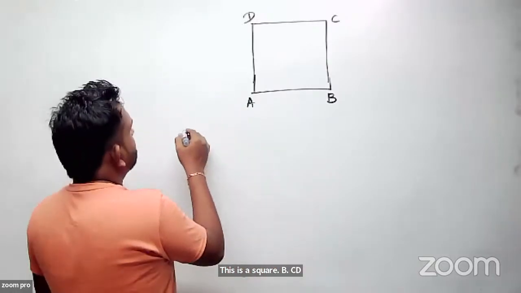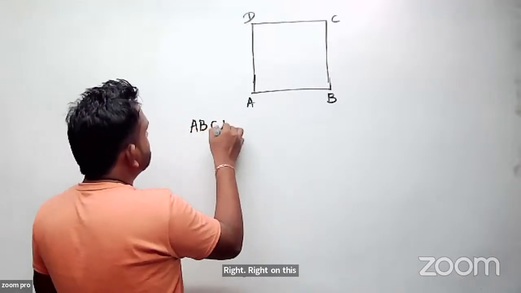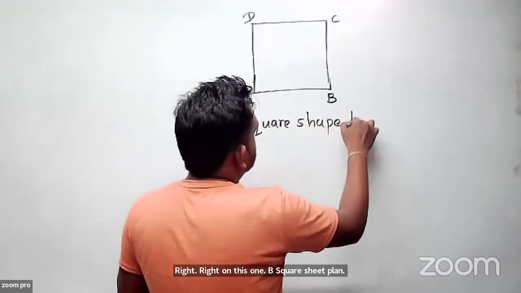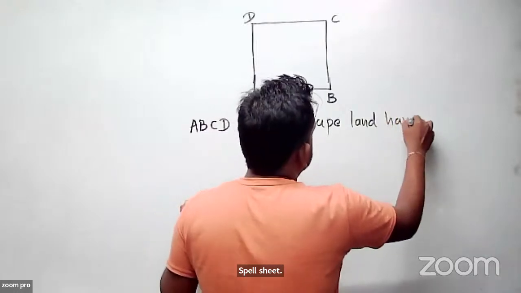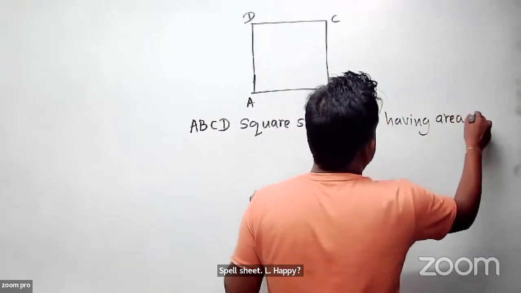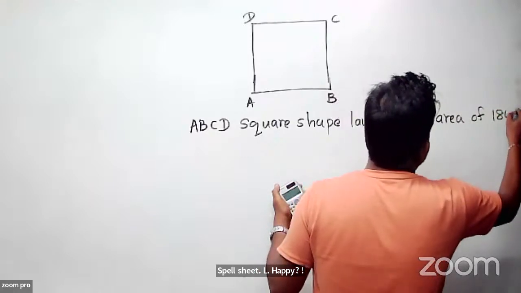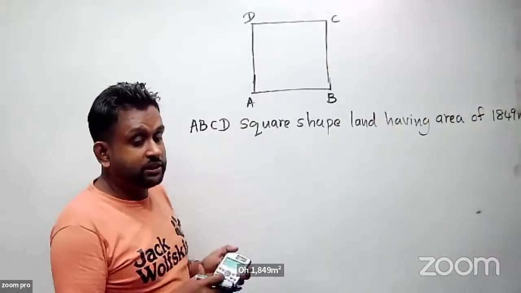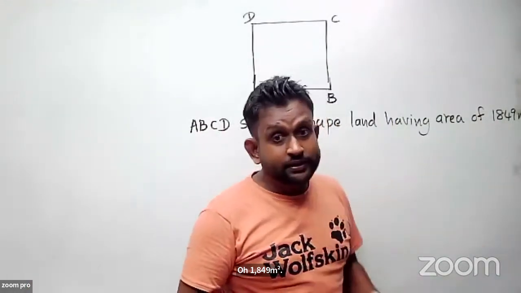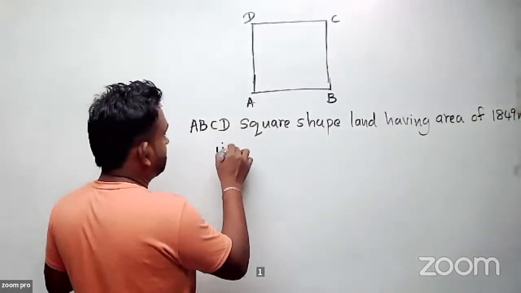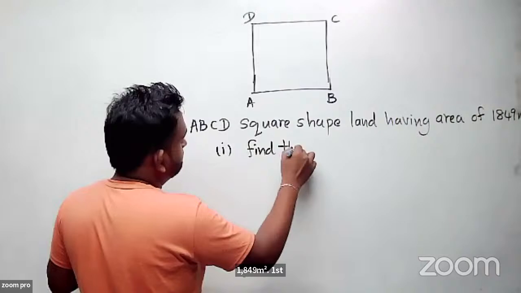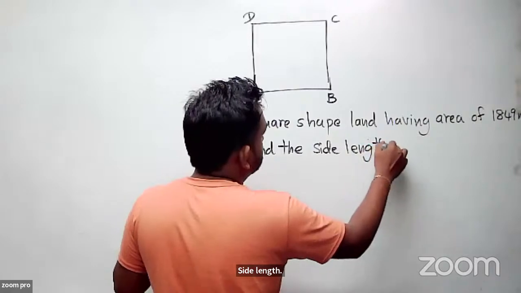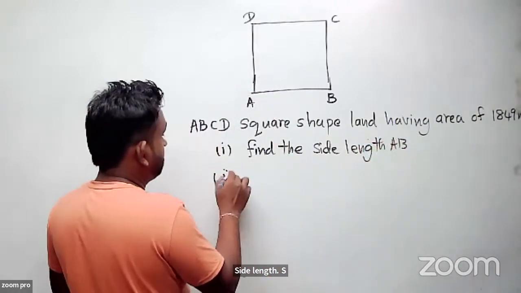Right. Write down this one. ABCD square shaped land having area of 1849 square meters. First one, find the side length, capital AB.